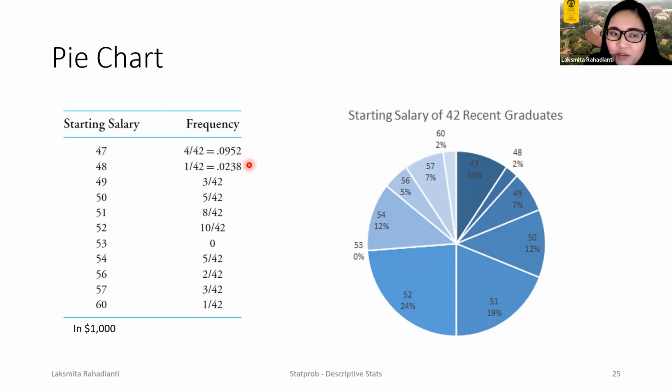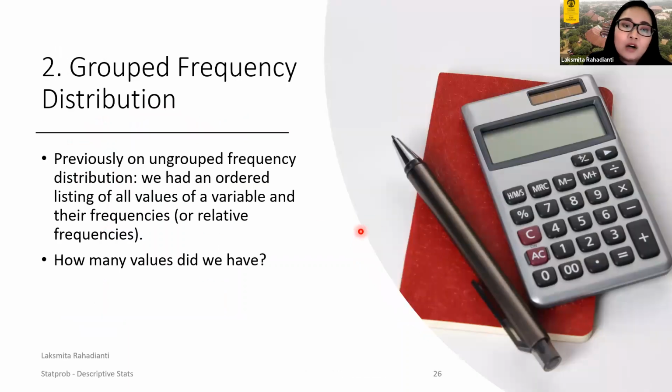Here, when I'm computing the frequency, I'm saying that there are 4 people that had a starting salary of exactly 47,000. Here, I have 1 person that has a starting salary of 48,000. So that means it's not quite significant, the number of people that said 48,000. Why don't I try to group up values in order to present the data a little bit easier? So this is what we mean by a group frequency distribution.